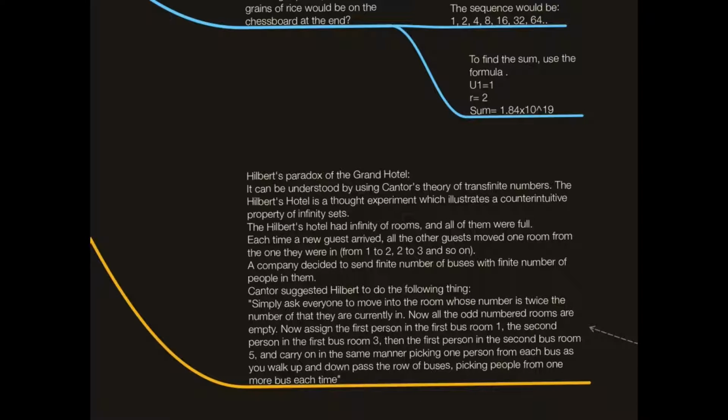A company decided to send a finite number of buses with a finite number of people in them. Hilbert didn't know what to do with all of these people, so Cantor suggested to do the following thing. Simply ask everyone to move into the room whose number is twice the number of the room they are currently in. Now all the odd-numbered rooms are empty. Assign the first person in the first bus room number 1, the second person in the first bus room number 3, then the first person in the second bus room number 5, and carry on in the same manner, picking one person from each bus as you walk up and down past the row of buses, picking people from one more bus each time.